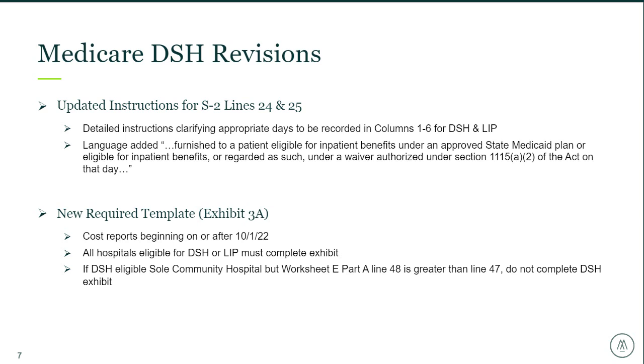CMS did release a new required template for the Medicaid patient detail that is required for any DISH eligible hospital at the time of cost report filing. This new template is required for any cost report beginning on or after 10/1/2022. Only hospitals that are not DISH eligible, or where their sole community E-Part A line 48 is greater than line 47, do not have to complete this new template. So let's dive in and look at some of these requirements.